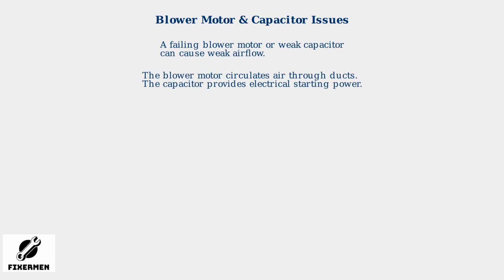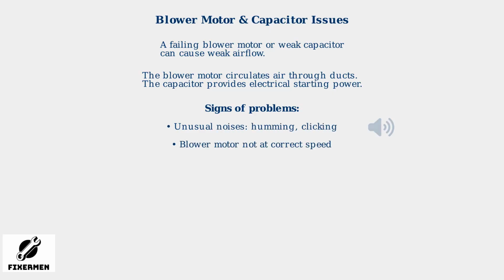A failing blower motor or weak capacitor can also cause weak airflow in your American Standard AC system. The blower motor circulates conditioned air through your home's ductwork, while the capacitor provides the electrical starting torque needed for the motor to run properly. Signs of problems include unusual noises coming from the indoor unit, such as humming or clicking sounds, or if the blower motor isn't running at the correct speed. These indicate potential issues with the motor or capacitor.